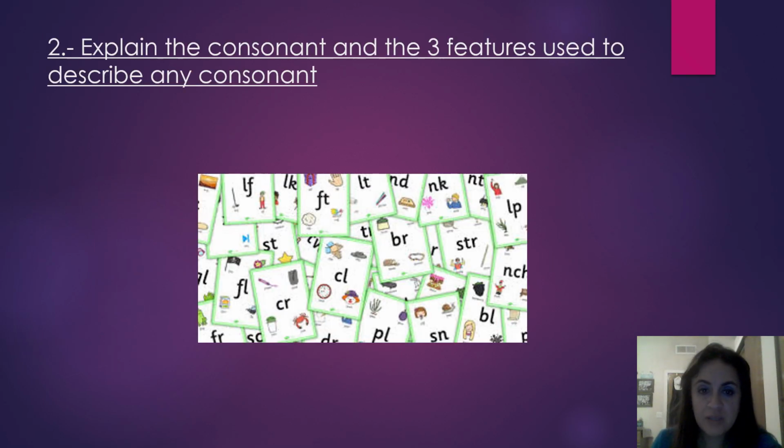Question number 2. Explain the consonant and the three features used to describe any consonant. Okay, consonants can be voiced or unvoiced. A difference from the vowels is that the vowels are all voiced. Consonants are speech sounds that involve some constriction of airflow. The three features to describe any consonant are voicing, place of articulation, and manner of articulation.